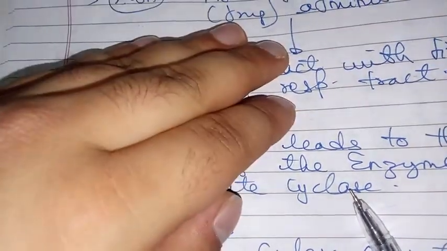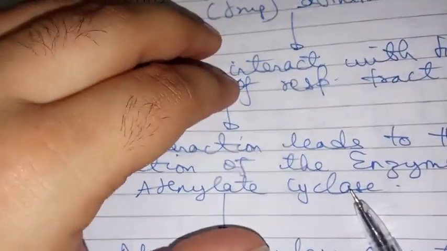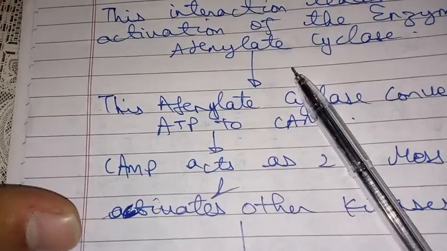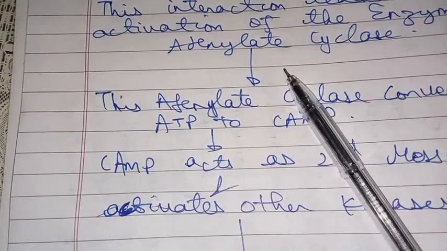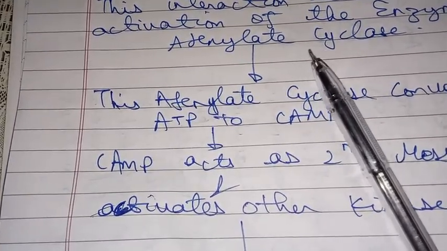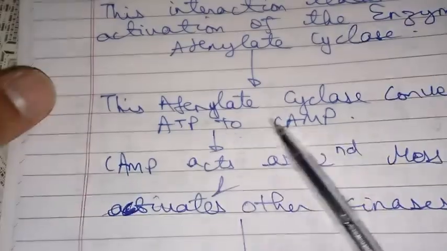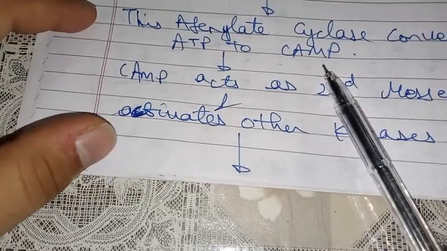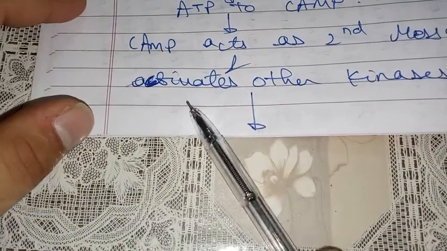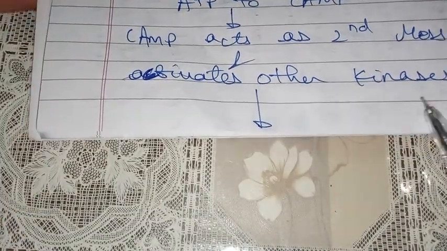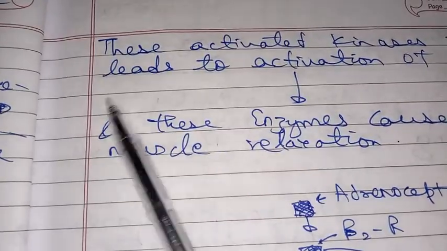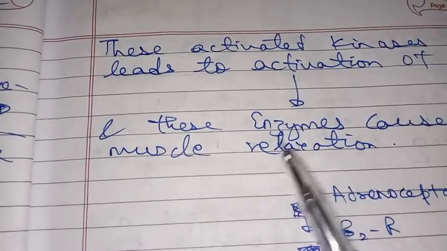So the drug is administered. That drug will interact with beta 2 receptors present on the cells of the bronchus. This interaction of the beta 2 agonist, adrenergic agonist or sympathomimetic drug will lead to activation of the enzyme adenylate cyclase, and this adenylate cyclase converts ATP to cAMP, cyclic AMP. This cAMP acts as a second messenger and activates other kinases. These activated kinases then lead to the activation of enzymes, and these enzymes cause smooth muscle relaxation.